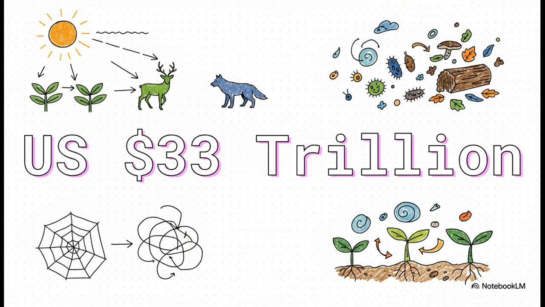So we get how these systems work, but what are they actually worth, to us humans? In dollars and cents? Well, some researchers actually tried to put a price tag on all the services that healthy ecosystems provide for free. The number they came up with is almost hard to believe. 33 trillion US dollars per year. That's nearly double the entire global economy at the time.